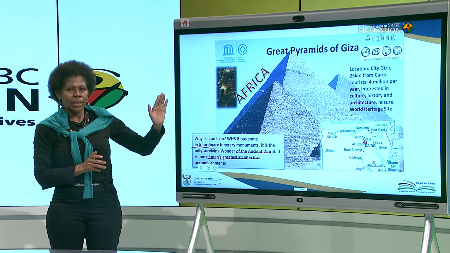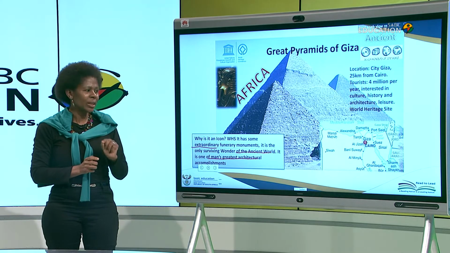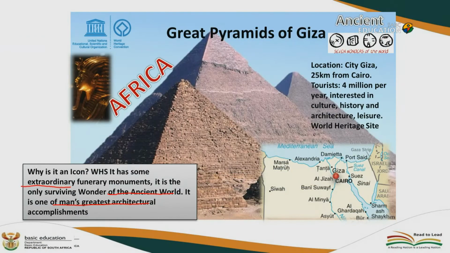So that is why UNESCO made sure that it is part of its belongings, because it has significance and it was made due to its uniqueness. Remember, in our first lesson, we said an icon must be unique. It must not be the same as the one that is found in another area. So these are the things that make the Great Pyramids of Giza one of our icons.